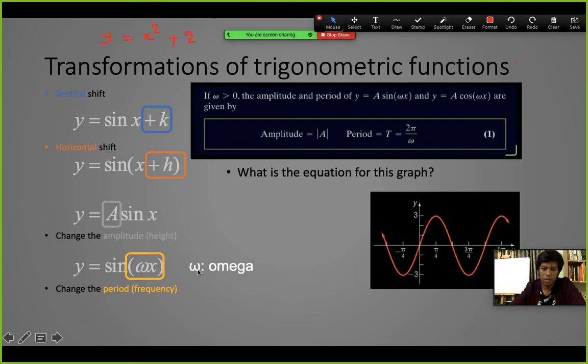This is omega, a Greek letter. Suppose A equals 3 is given, T equals pi, and omega equals 2 is given, then how can you write the sine function? We can just put the value of A here, A equals 3, the T value you can put here, and omega equals 2, so we put 2 here and we get 2x. That is the function. So if the values are given, this is how we can write it.